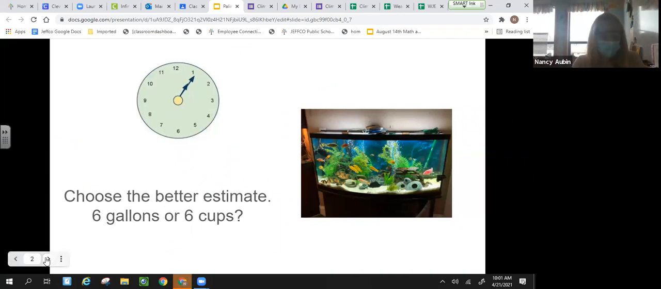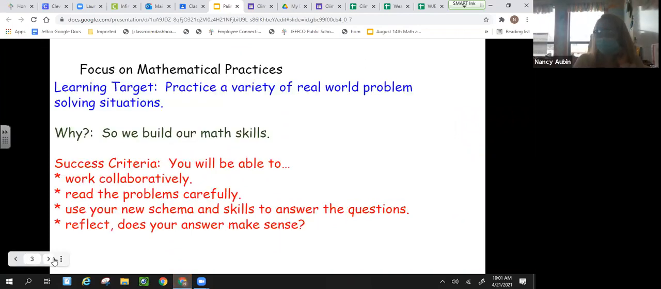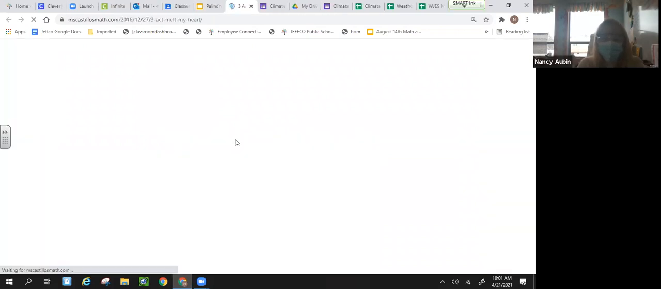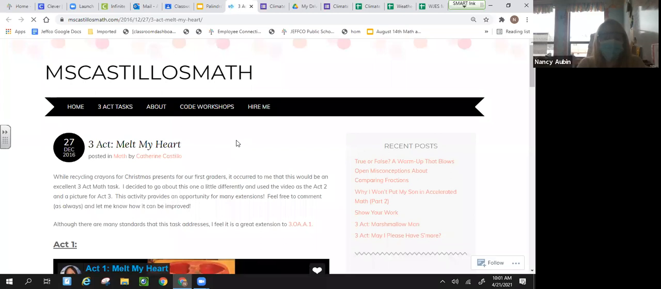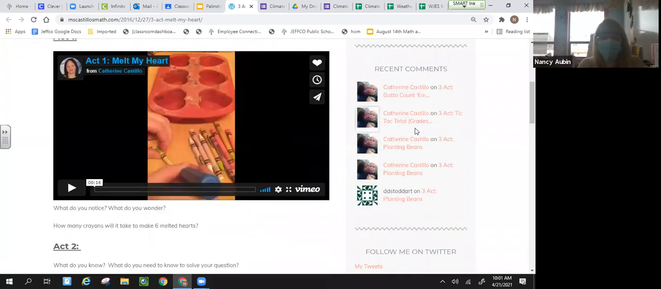Great connection. All right. Our learning target is just like yesterday. We're going to practice a variety of real world problem solving situations. So we build our math skills. We're going to have to work collaboratively. We're going to read carefully. We're going to use our schema and skills to help us answer the questions. And we're going to reflect. Does it make sense? Just like we did in our warm-up. Okay, we have a 3-act task for you. So I want you to write down what you notice, what you wonder.